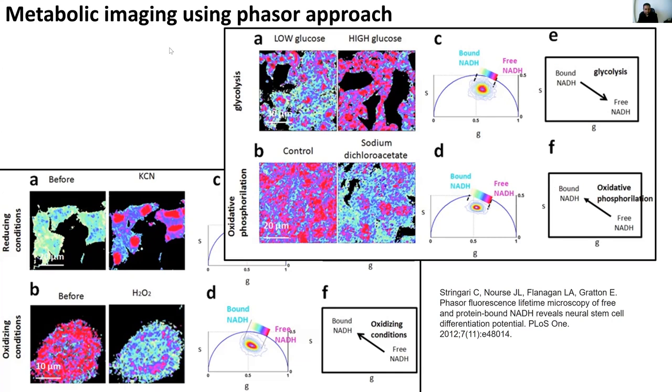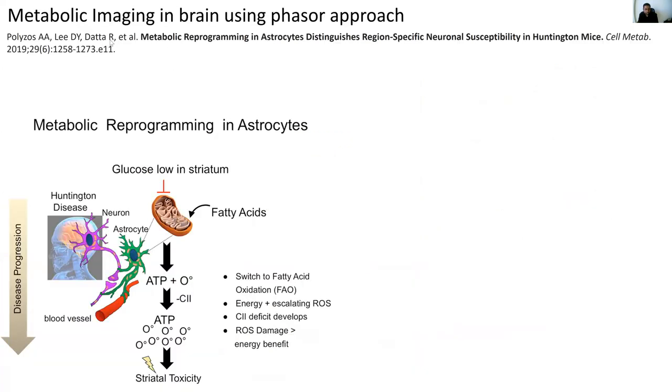So Rupsa, who was a graduate student in Enrico's lab, and this is from Enrico's lab, they looked, in a collaboration, at Huntington's mice, and they're looking at metabolic reprogramming in astrocytes, and they're looking at striatum and cerebellum. And by doing that, what they did is they looked at what happens with Huntington's disease and how the metabolic imaging NADH changes with Huntington's disease.